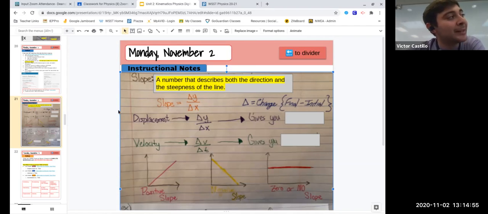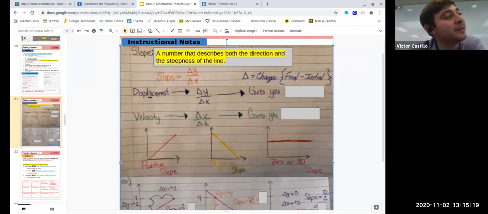So it's a number that describes both the direction and the steepness of the line. Now, as far as an equation expression, the slope is the change in y over the change in x, okay? Change in y over the change in x. The delta stands for change, right? The change in the vertical axis, the y-axis, and the change in the horizontal axis, the x-axis, okay? Now, we're going to focus on two specific graphs. We're going to focus on displacement, and we're going to focus on velocity.